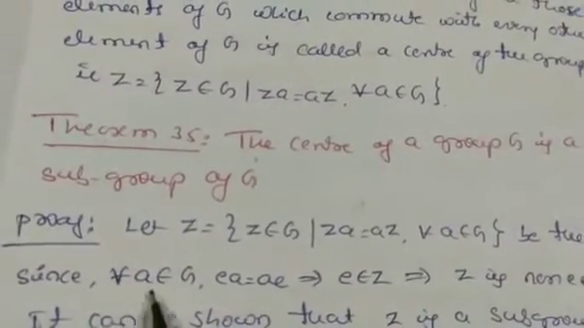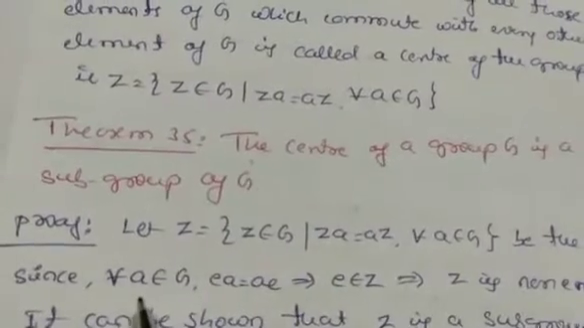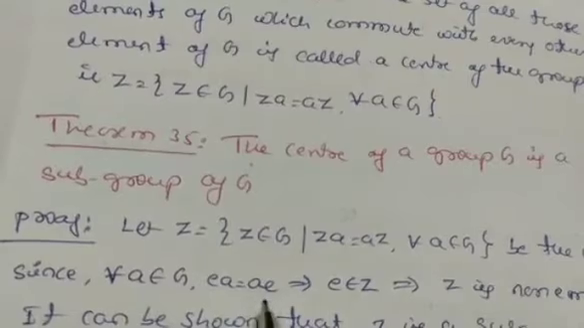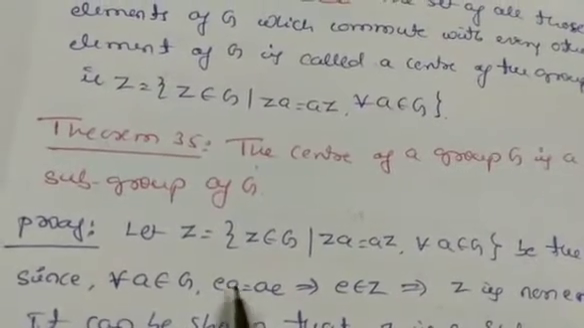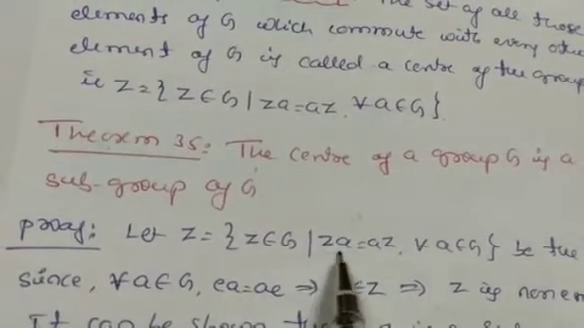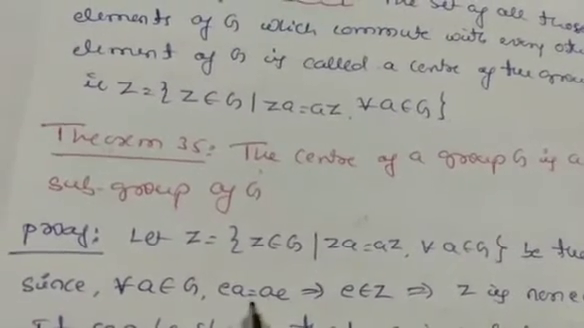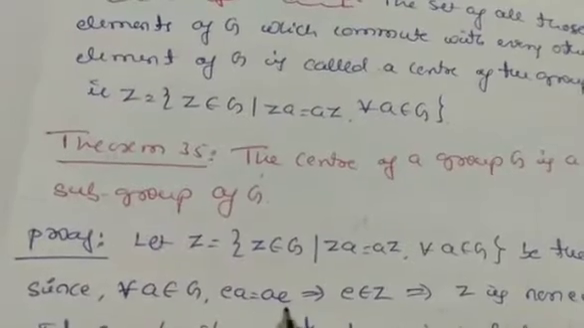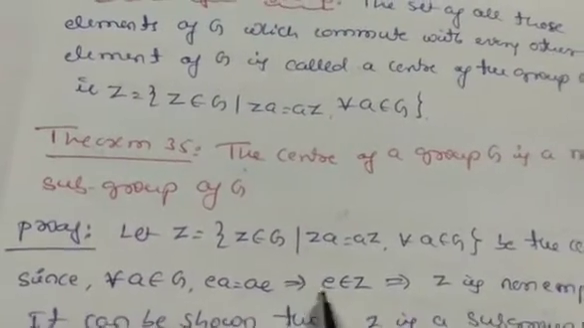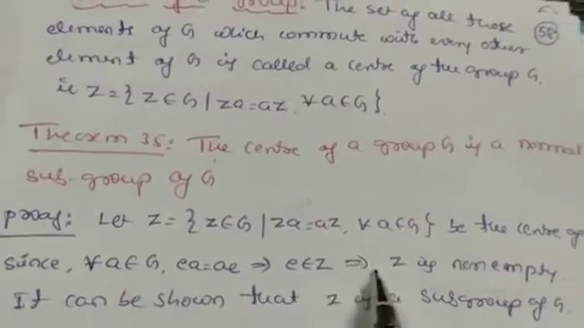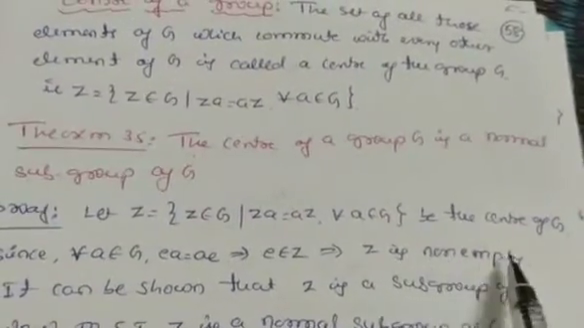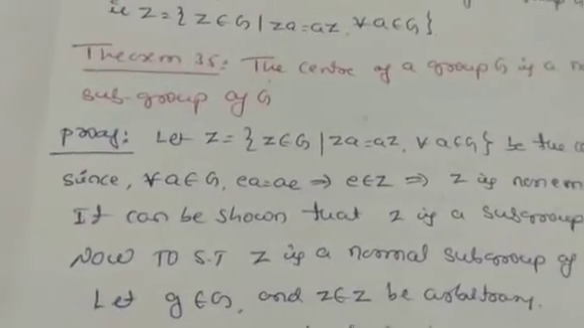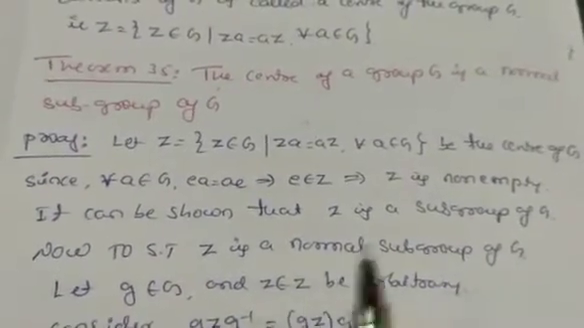So for all a belongs to G, we know e into a is equal to a into e, because it is given that these elements commute with each element. And we know e into a is the same as a into e, because e is the identity element. This implies e belongs to Z, so Z is non-empty. It contains at least one element. Now it can be shown that Z is a subgroup of G.